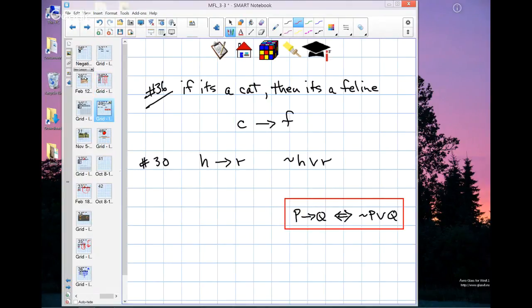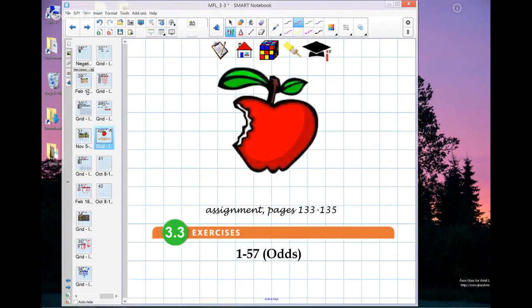Yeah, well, I don't have my book, so I can't read that. I guess we'll hold it at that. The assignment, I believe, is already posted, but let me get that out. So on the 3 point, this is 3.3, 1 through 57, the odd numbered ones.